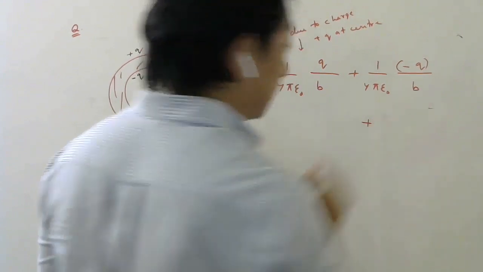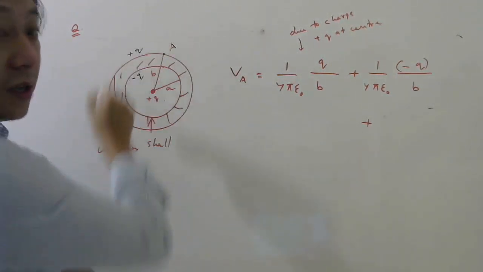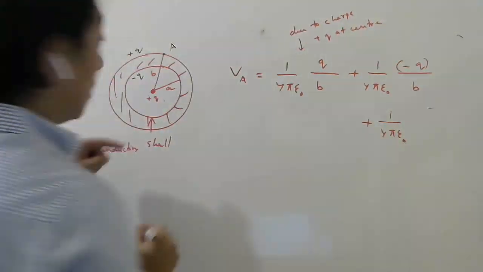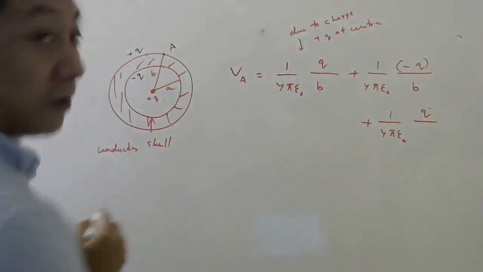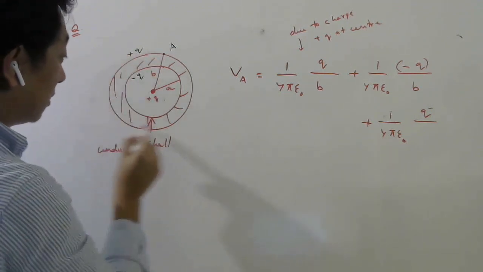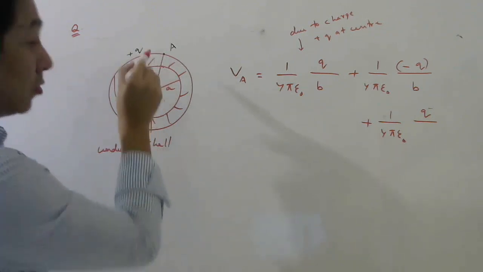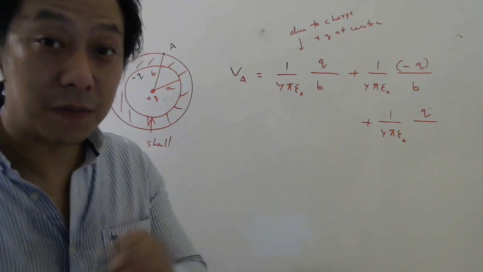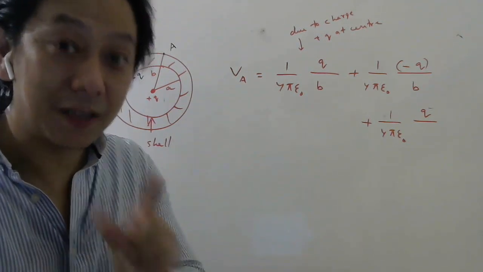Then plus, who else will produce? This charge will produce. And what will that potential be? 1 by 4 pi epsilon naught, this charge is Q, divided by, now look carefully, all of you. For this shell, this point is on the surface. So it will be same as formula for surface. And on surface, what is the formula? 1 by 4 pi epsilon naught Q divided by capital R, which is nothing but the radius of the shell.